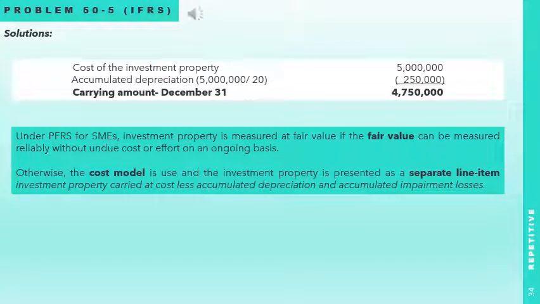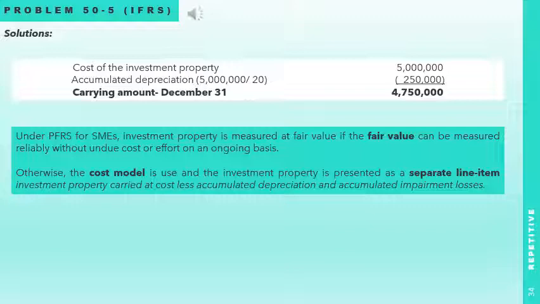Section 16 defined investment property as an investment in land and buildings or part of a building and some property interest in finance leases held to earn rentals or for capital appreciation or both. And under IAS 40, investment properties are initially measured at cost, and with some exemptions may be subsequently measured using a cost model or fair value model, with changes in the fair value under the fair value model being recognized in profit or loss. So nabanggit din sa problem na ang ginamit ng entity ay ang cost model because the fair value nga cannot be measured reliably without undue cost.